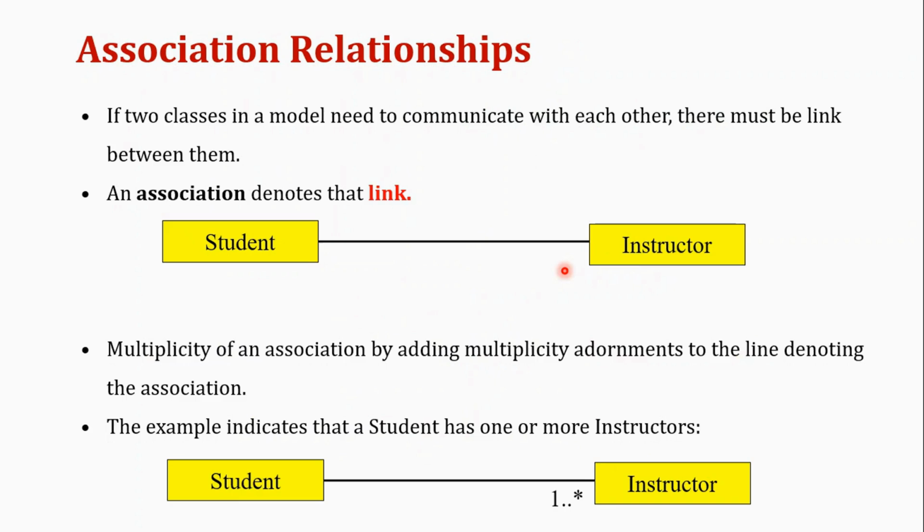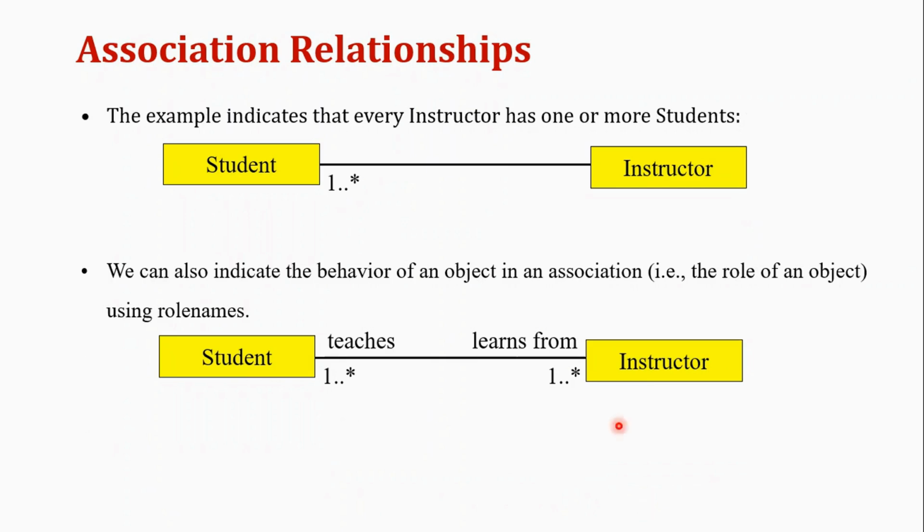Coming to the association. Association means a connection between two entities, two classes. For the student class and the instructor class, there is a link between them. That's what is called association. A student is learning from the instructor, or the instructor teaches the student, whatever it is. And here, check out the multiplicity in the association. A student can have one or more instructors. The asterisk represents many. And check out this one: an instructor teaches one or more students.